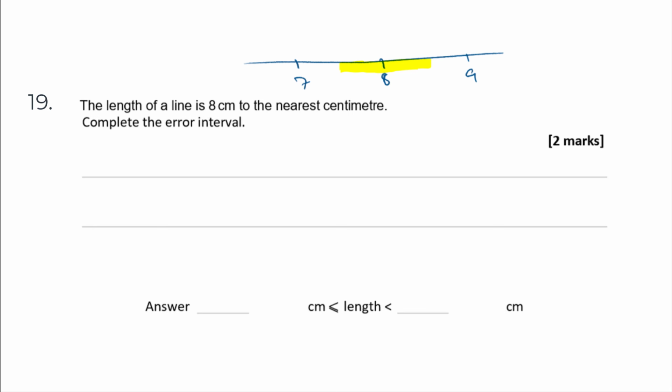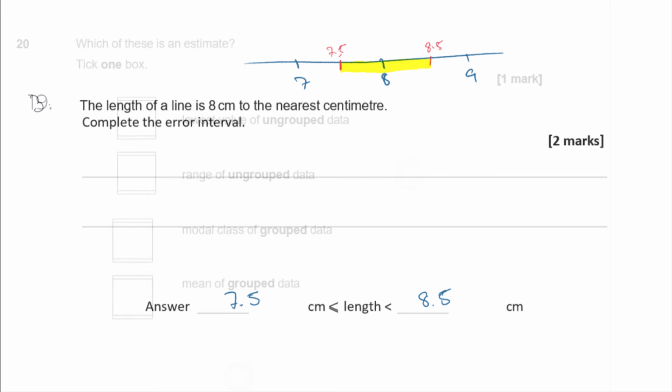If it's slightly smaller than this point there, it's going to round down, and if it's slightly bigger than this point, it's going to round up. So halfway between 7 and 8 is 7.5, and halfway between 8 and 9 is 8.5. So the error interval is going to be 7.5 is less than or equal to the length, which is less than 8.5. Okay, so notice the different signs there. You've got less than or equal to, and then a strictly less than second, because it can be equal to the lower bound but it can't be equal to the upper bound.